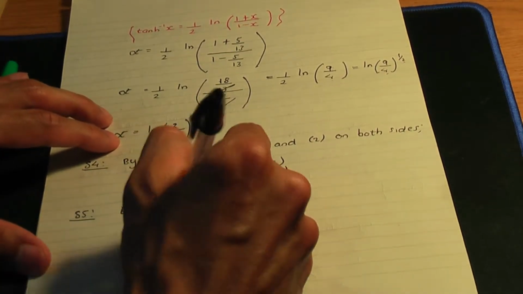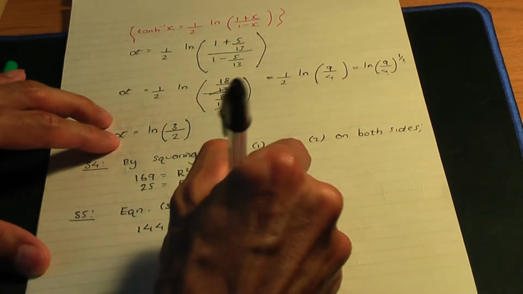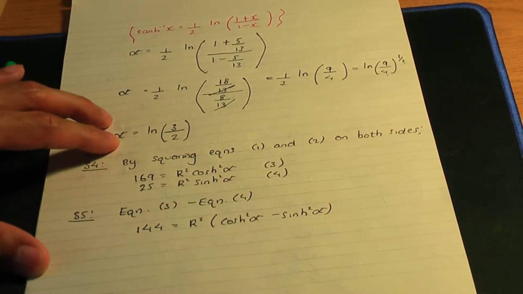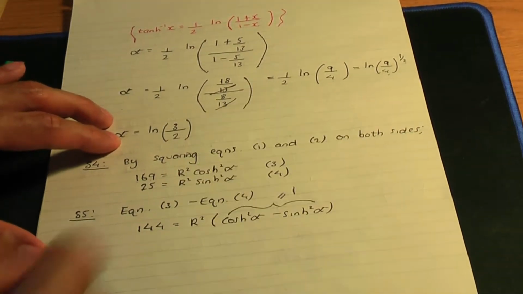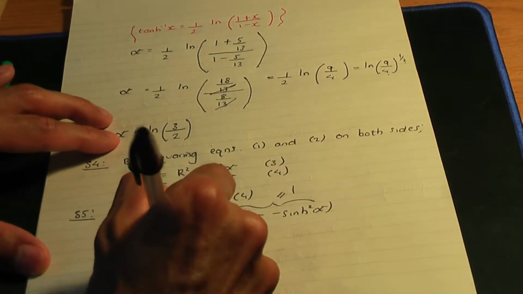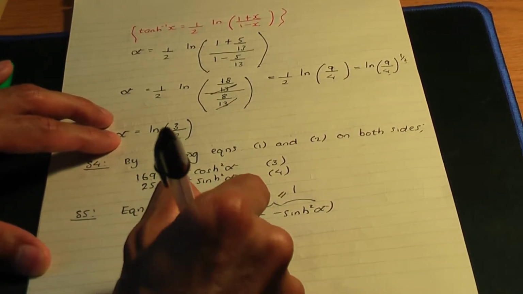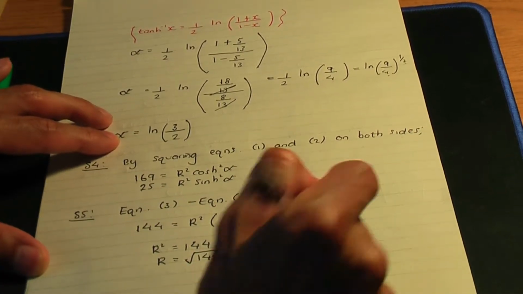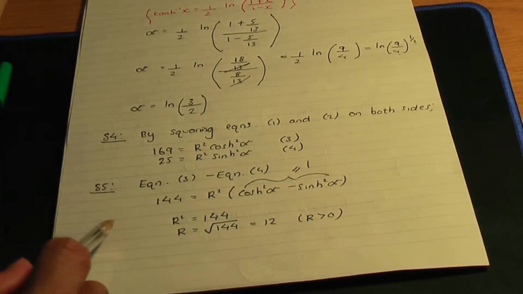That is equal to, on the right hand side, r squared, let me take that as a common factor, hyperbolic cos squared alpha minus hyperbolic sine squared alpha. And remember, this is an identity, hyperbolic cos squared minus hyperbolic sine squared alpha equates to 1. So r squared is therefore 144. R is going to be the root of 144, which is 12, bearing in mind r is a value greater than 0. Okay, so that is step number 5.